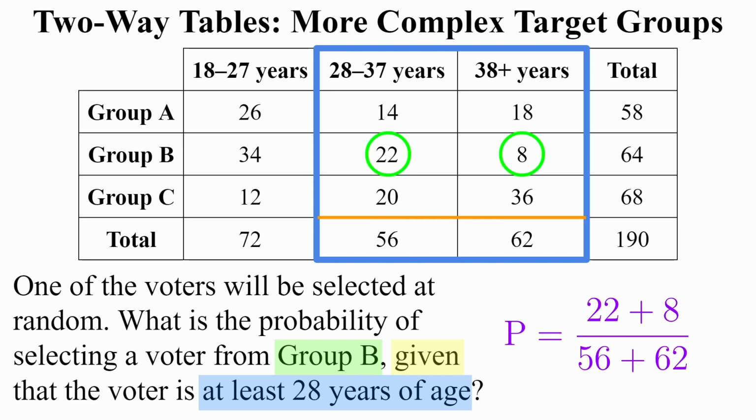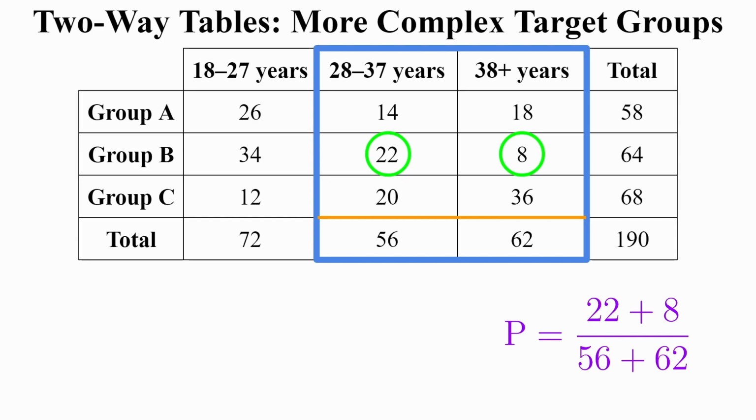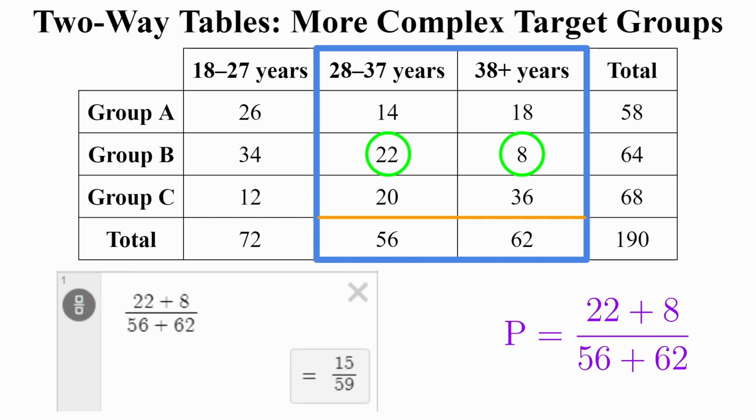And why don't we use Desmos just to show that we don't need to do really any of the computation by hand. And we get a final answer of 15 over 59, and that would fit in the Blue Book app.